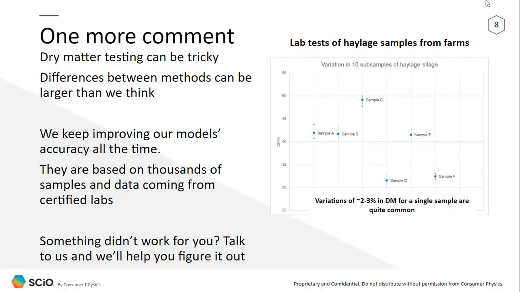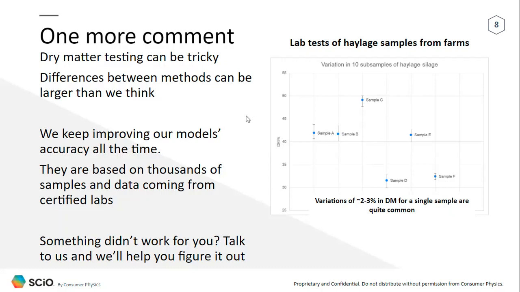So for example, if you test it with a food dehydrator or a castor oven, or in the lab with an air fryer or microwave ovens, each method would have some deviations, and it's not always going to be the same. Now we're basing our calibrations on laboratory testing that we do in many laboratories, especially in the US, but all over the world. We have thousands of samples that we collect to create the models and to validate them. We keep improving the model's performance all the time, and we try to deliver our customers the best accuracy and best performance.